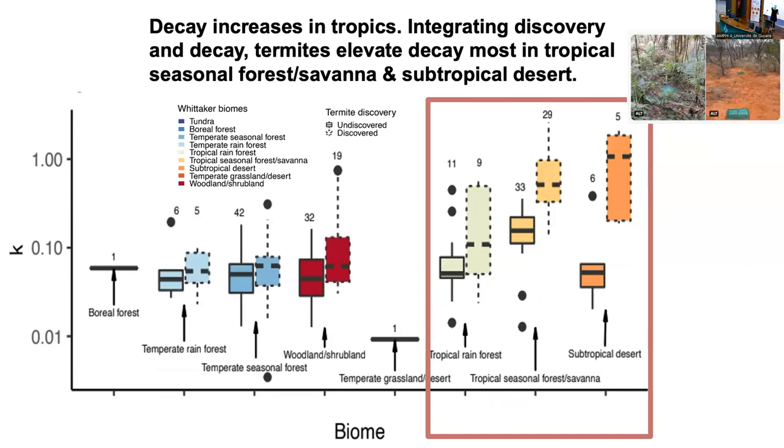If we put the two pieces together, the discovery with the decay, so here we have the different biomes from boreal zone up to the tropics and the decay constants. The boxes on the left, the solid lines, are where it's just microbial pathway. The ones with the dashes are where you have termites plus microbes.